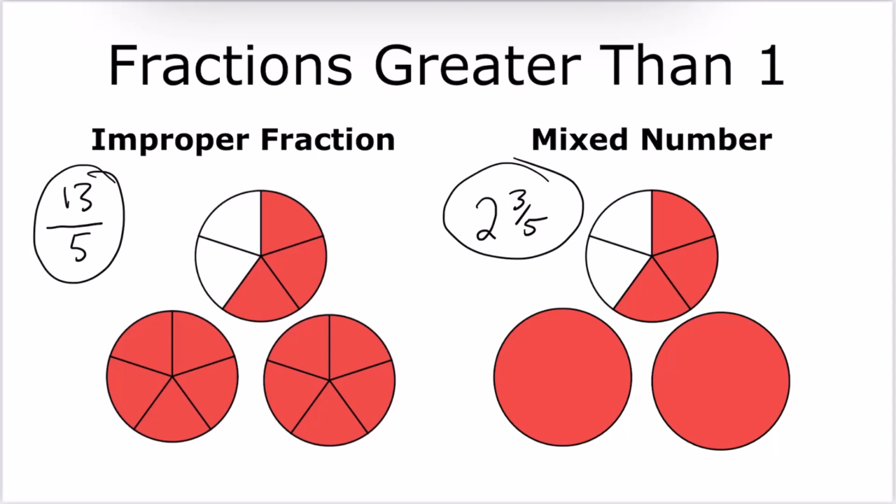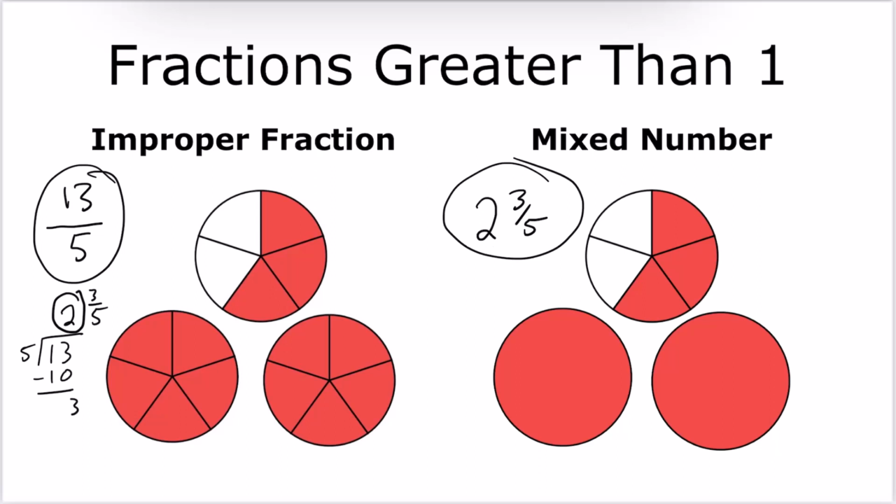And the way that you convert improper fractions into mixed numbers is you divide the top by the bottom. So we'd say 13 divided by 5. 5 goes into 13 2 times. 2 times 5 is 10. We subtract that and we have a remainder of 3. So basically what this is saying is that we can make 2 wholes and then we have 3 of the fifths left over, which is how you get 2 3/5.